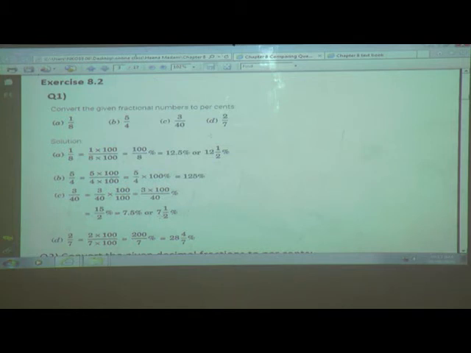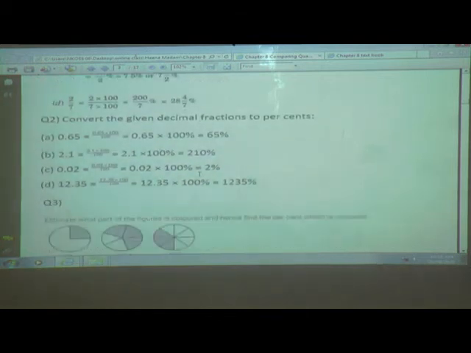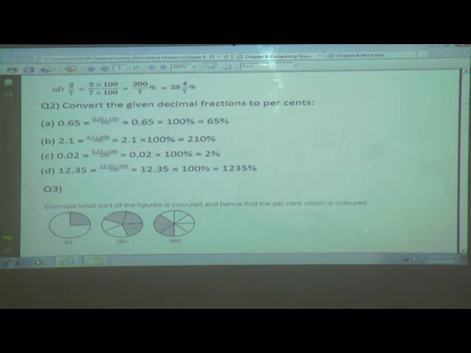Now one more example: 2 upon 7 is given. Again we have to convert it into percent. So what we will do is multiply it by 100%. If it is possible to reduce it, reduce it. If not possible, multiply and find it as a mixed fraction, which will be 28 4 upon 7%. These are very similar examples, where fractions were given and we converted them into percent.